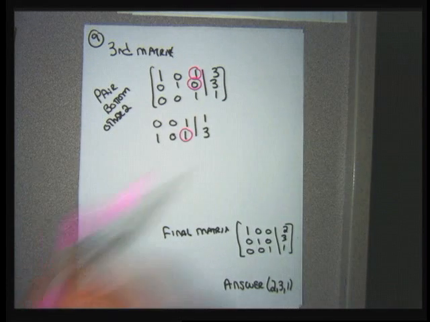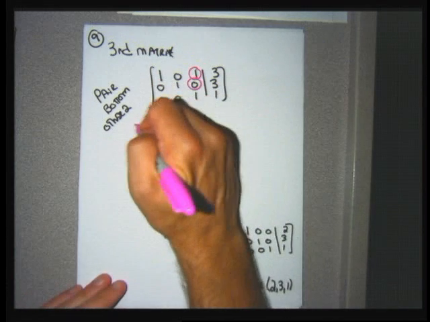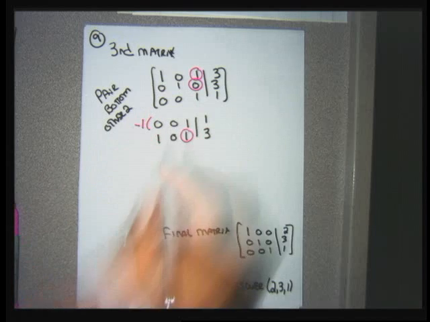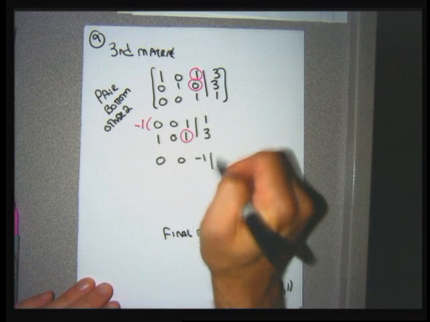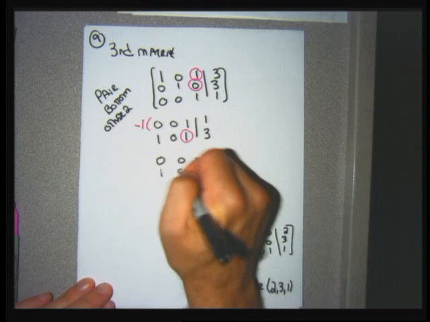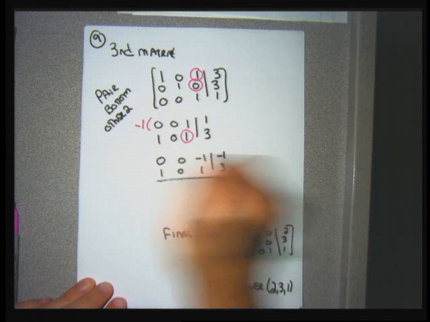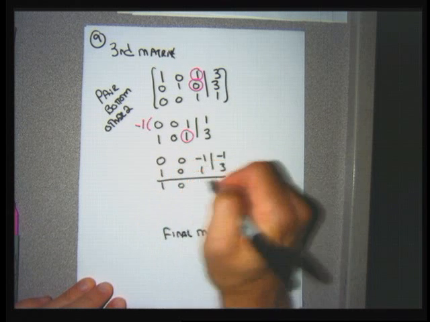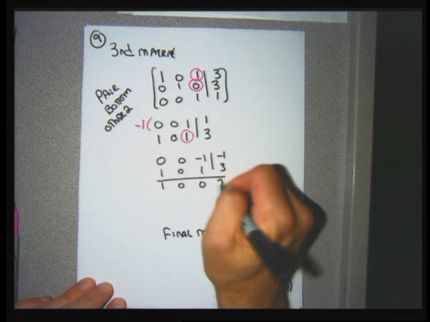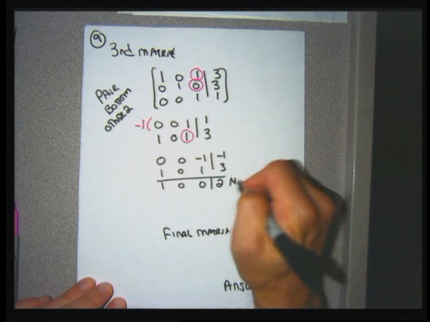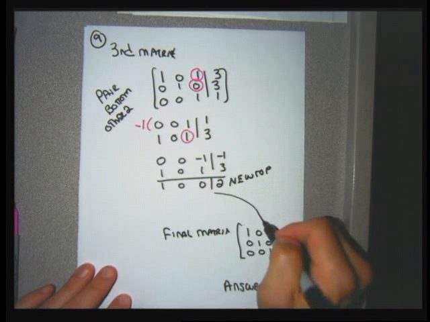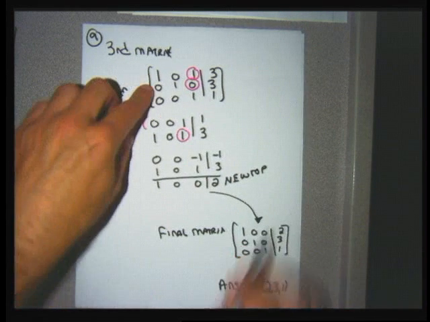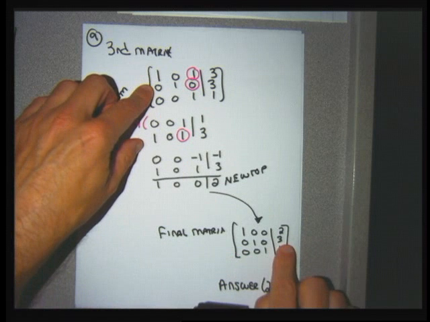And I'm going to get that to be a 0 by multiplying this top by negative 1. And that's going to give me 0, 0, negative 1, negative 1 on top of 1, 0, 1, and 3. When I add these together, I get 1, 0, 0, and 2. That's going to be my new top row. And there it is. The middle row at 0, 1, 0, 3 was already okay.